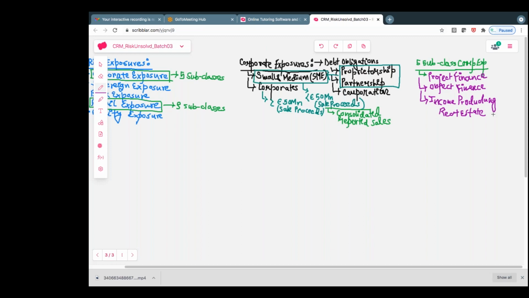Now, apart from this, under each of the subclasses we need to look up the other subclasses, and from there try to find out those which need to be looked at. So we'll have the project finance, object finance, and finally what we have over here is the concept of commodity finance.